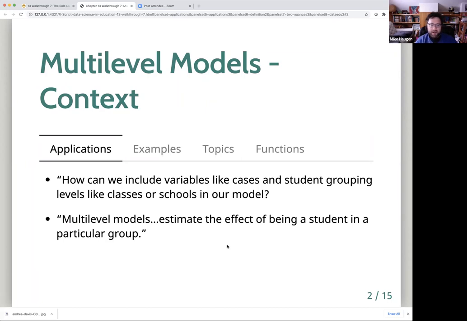So these are a couple quotes from the book. It says, how can we include variables like cases and student grouping levels like classes or schools in our model? And multi-level models estimate the effect of being a student in a particular group. As a preview of where we're going, ultimately there's going to be linear regression, and a linear regression where we're looking at courses and groups and those effects.